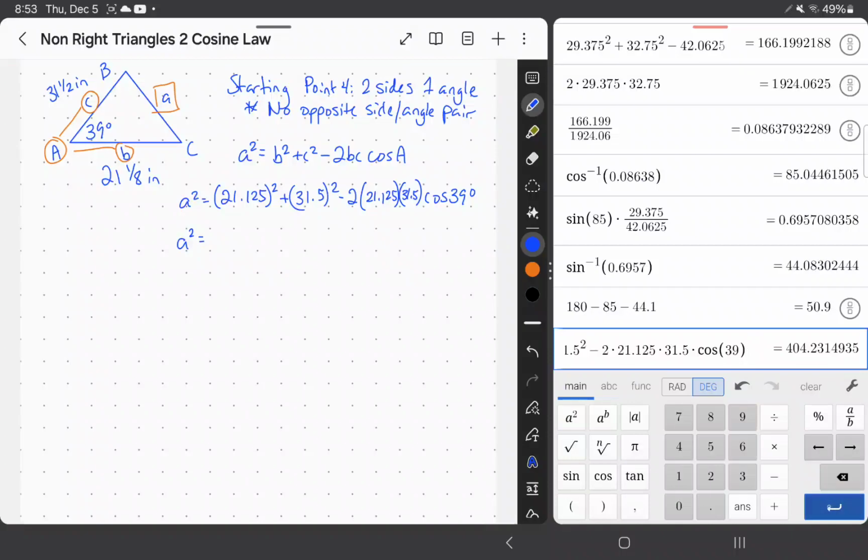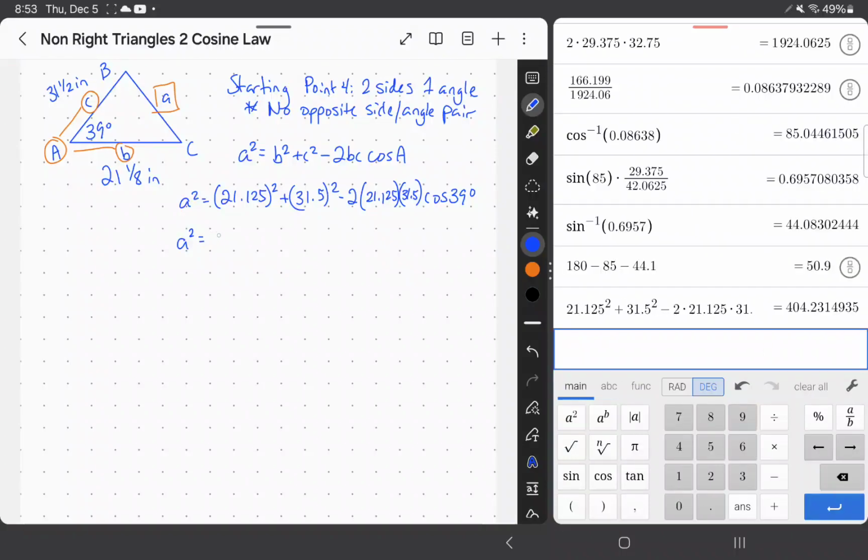So remember, this is a squared here. So a squared is equal to 404.23. We'll just leave it like that. And this is technically inches squared. I'm going to leave the units off right now. But a is going to be equal to the square root of this, because 404 for the side of a triangle, when the other sides are 31 and 21 inches, is way too big.